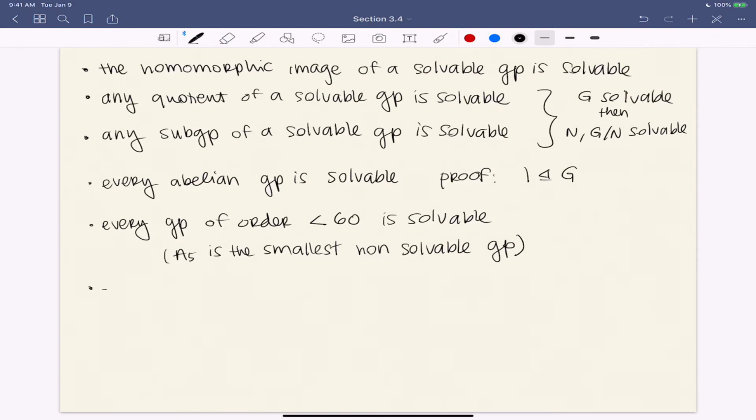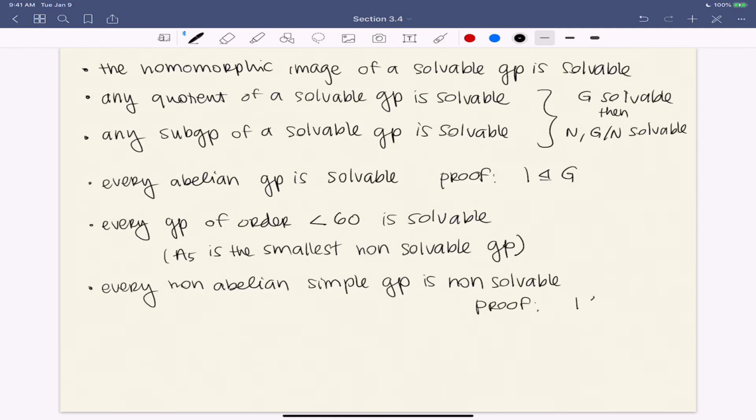Every non-abelian simple group is non-solvable, and the proof is this again. Because the only normal subgroup of a simple group is 1, and the quotient is G, but G is not abelian. And so this is not a valid series, so it doesn't work.